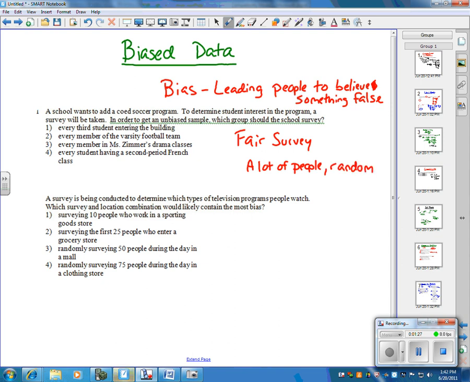So if we go through these, I'm going to start with 4. With 4, it says every student having a second period French class. Now, that's not really random. It's everyone in a certain room at the same time. So that's not going to be the best solution for this.